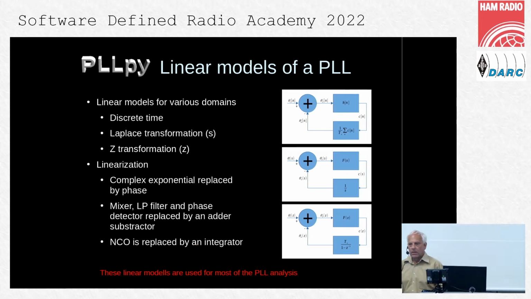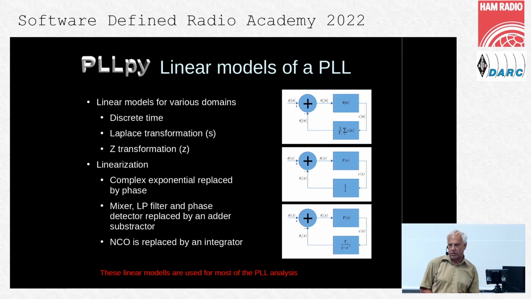How to do it? Essentially, you pull out the phase from the complex exponential and replace the mixer, the low-pass filter, and the phase detector with a subtractor. And finally, you have to replace the numeric control oscillator. What does this oscillator essentially do? It integrates its frequency control to give the output phase. So you replace the NCO with an integrator.